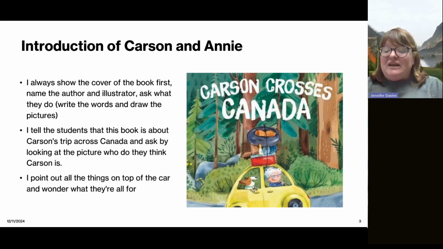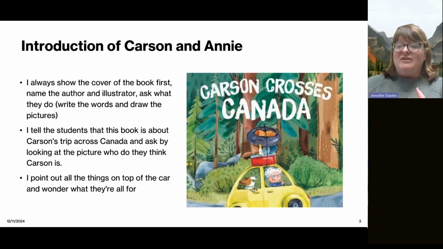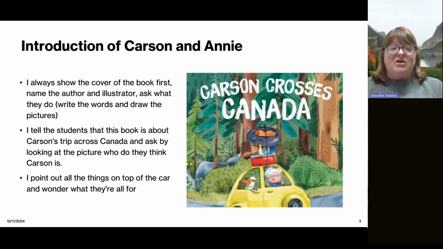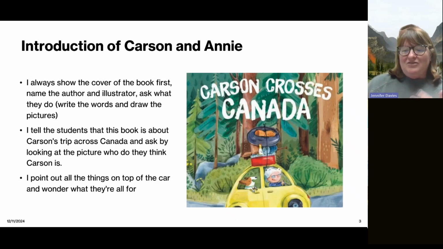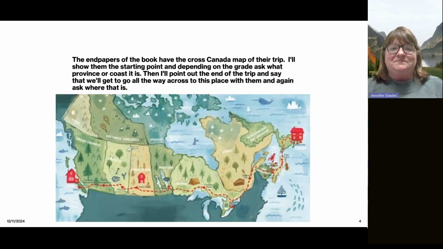And then I ask, by looking at the picture, who do we think Carson is? So then they're guessing, is it the person driving? They often think it's an old man, but the old lady, or the dog, who is it? And then we point out the things on top of the car and we wonder what they're for. You know, they're going camping, they're moving, they're going to the beach. And so we're going to find out when we open up the book.